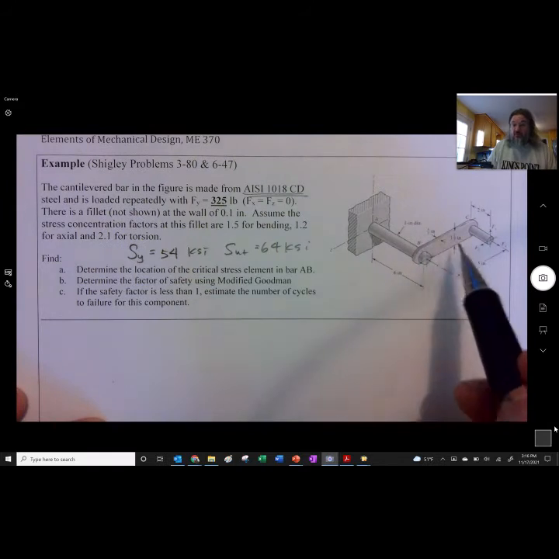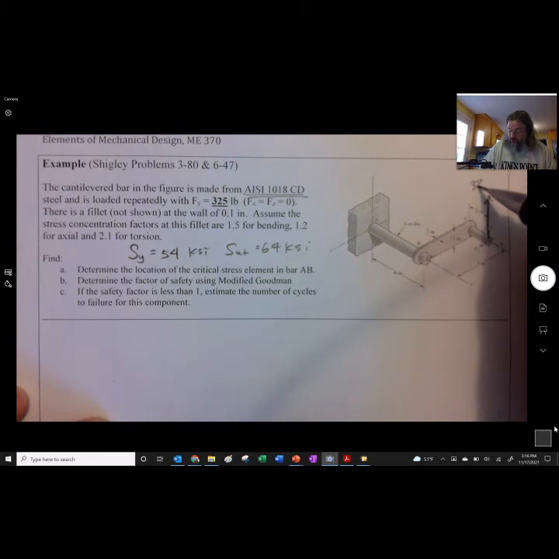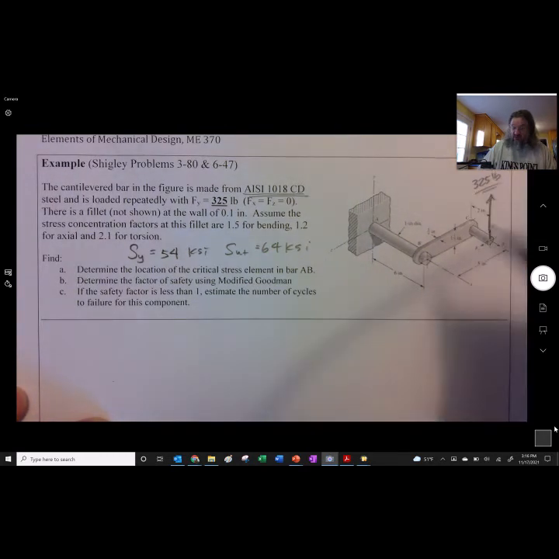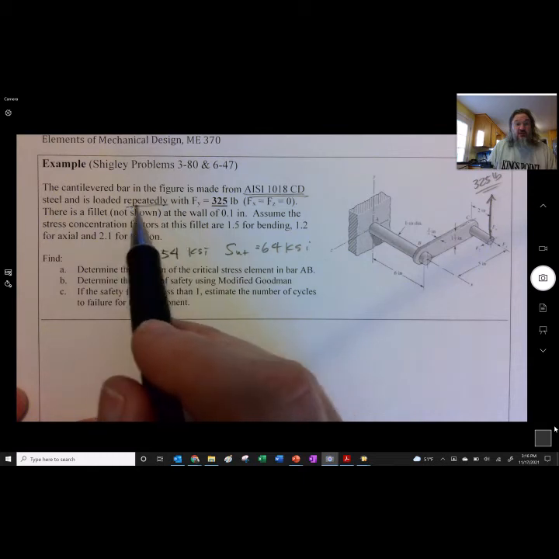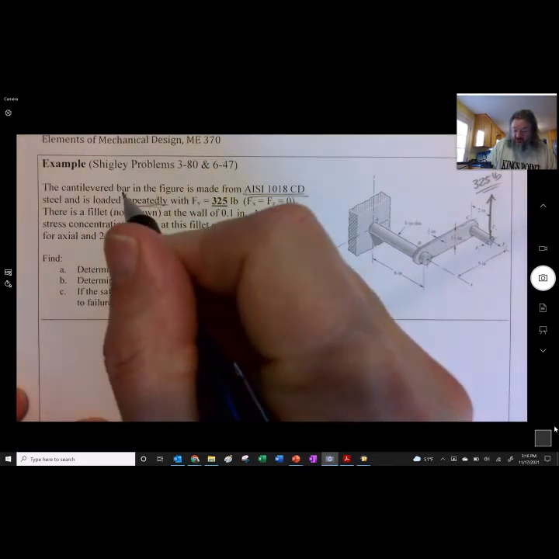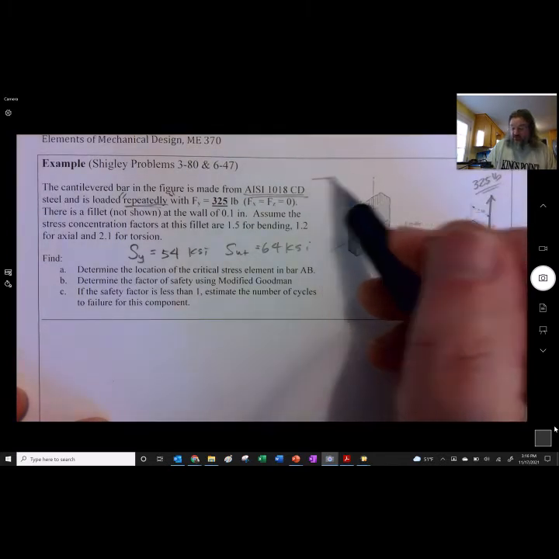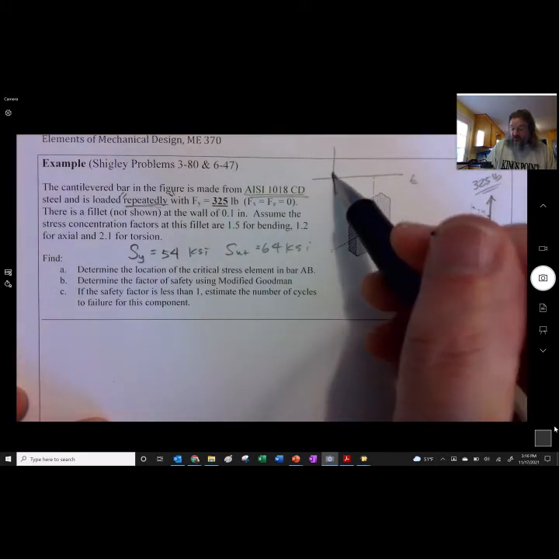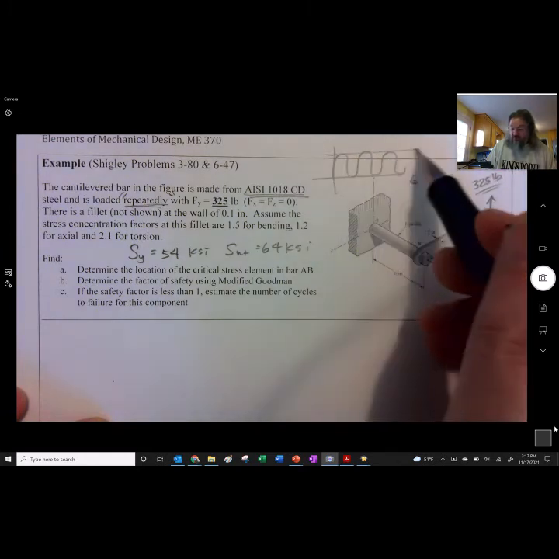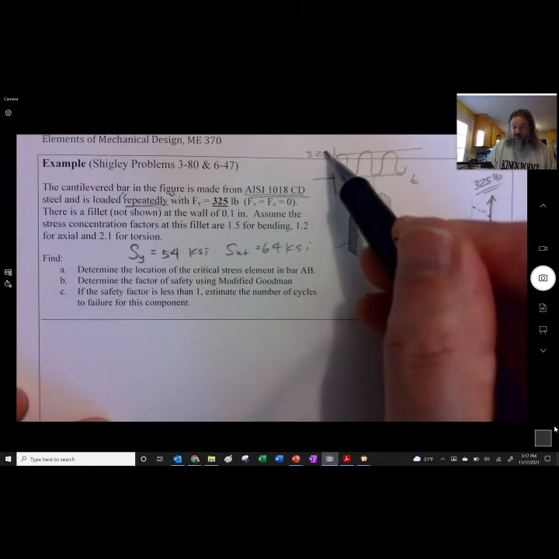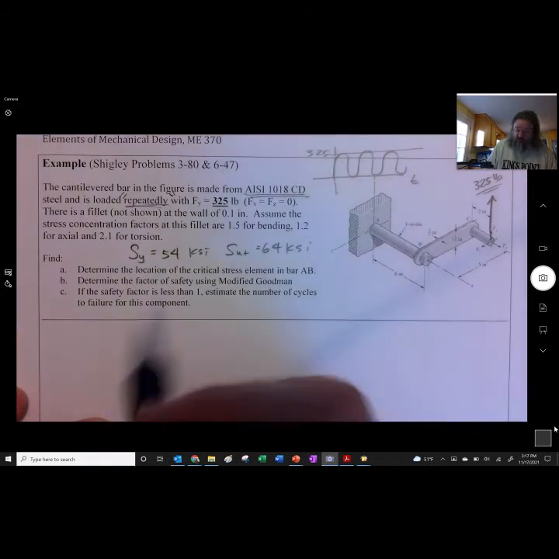I'm going to draw this in here. I believe we were showing that this is a 325 pound load, and it is repeatedly loaded. Repeatedly loaded, that's the key word right here. That means it's an on-off loading, right? So as loading versus time, it goes load off, load off, load off. The maximum is at 325 pounds, and it cycles between on and off.